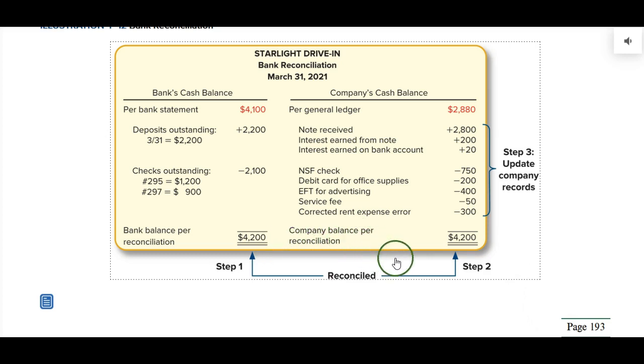So we're satisfied here, but now what we need to do, if we have in our records that we only have $2,880 in our general ledger cash account, but we're saying we need to have $4,200, we need to get that balance up to $4,200. So what we're going to do is make several journal entries for all these items here.